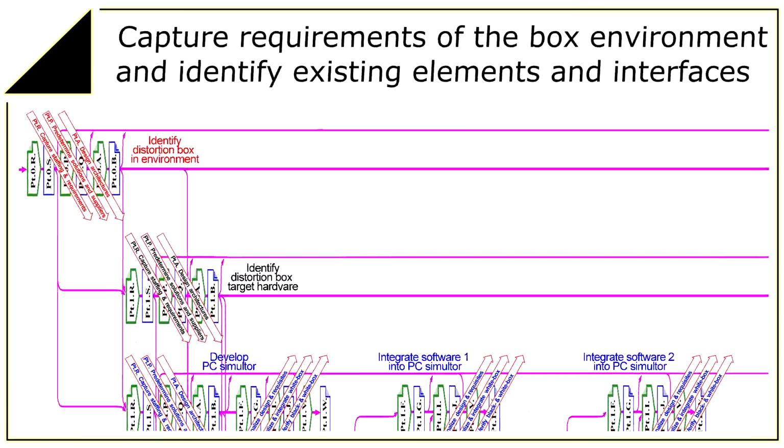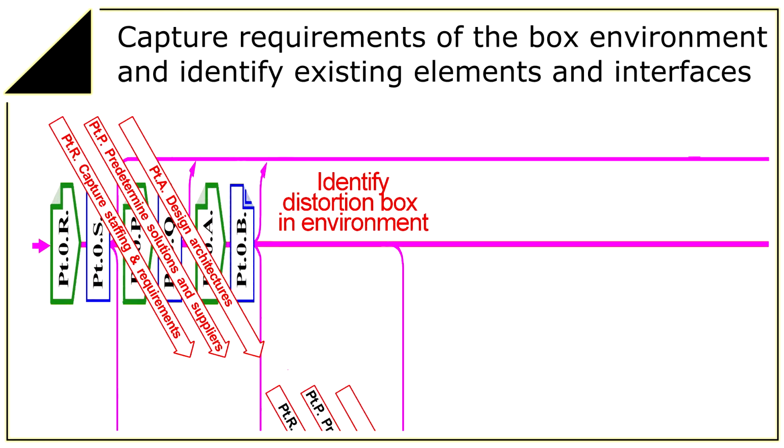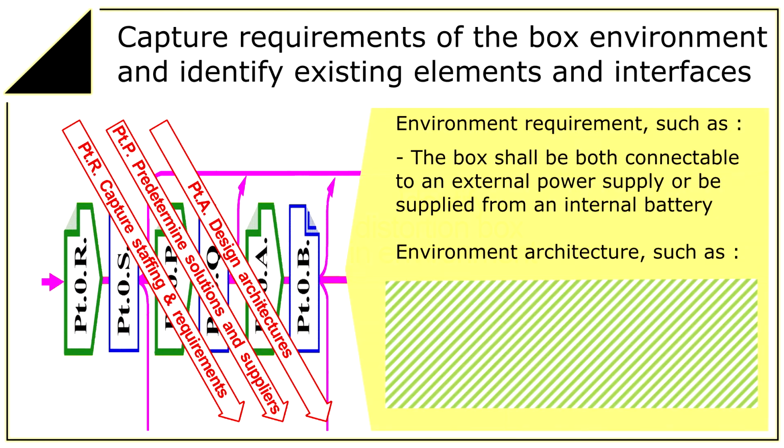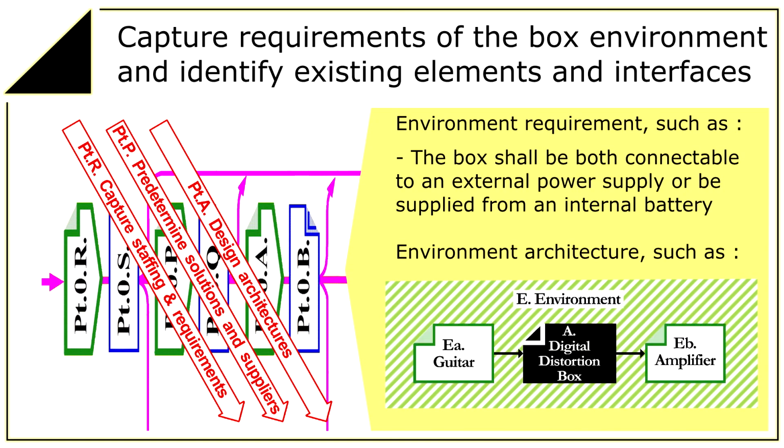The technical development starts with the left leg of the environment top level, which contains capturing of environment requirements, proposals of environment solutions, and designing an architecture of the environment. One environment requirement example and one environment architecture example is shown in the figure.